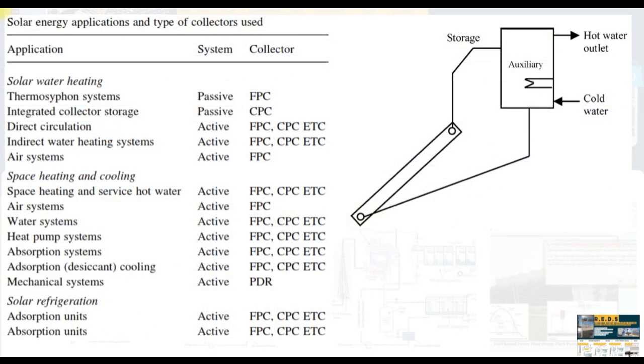The applications of flat plate collectors are wide. It's a passive mode. We can use it with a thermal siphon system, direct circulation, air heating system, space heating, and heat pump systems. Also CPC or evacuated tube collectors we can use, and with some applications with adsorption and absorption units for refrigeration.